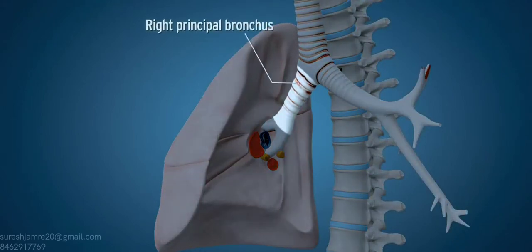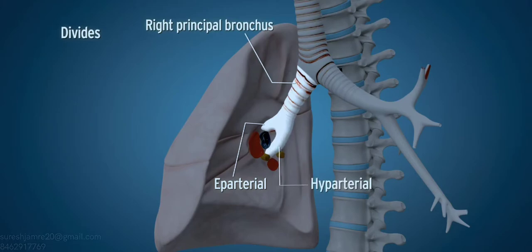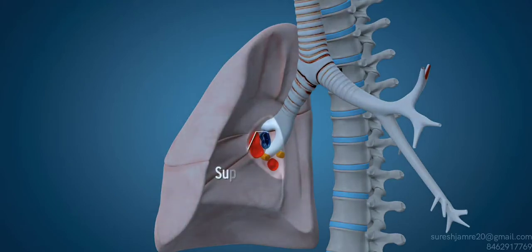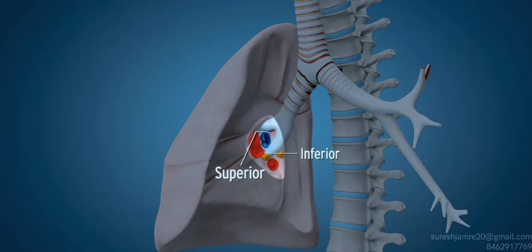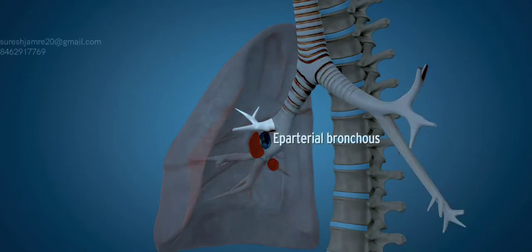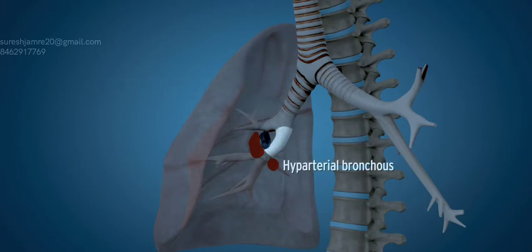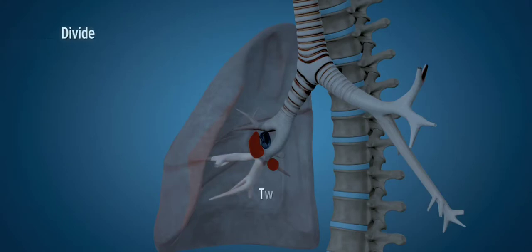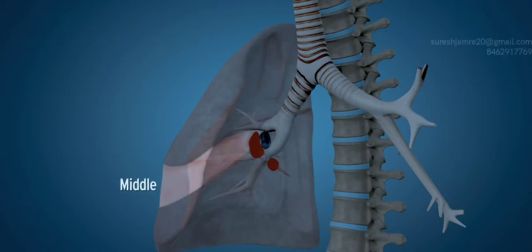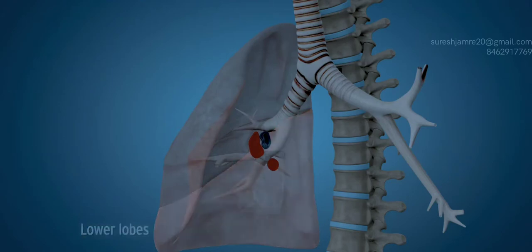Right principal bronchus divides into eparterial and hyparterial bronchus before entering the lung. These branches occupy the superior and inferior aspects of pulmonary artery in the hilum of right lung. Eparterial bronchus will supply the upper lobe of right lung, and hyparterial bronchus will divide into two branches which supply the middle and lower lobes. These are called secondary lobar bronchi.